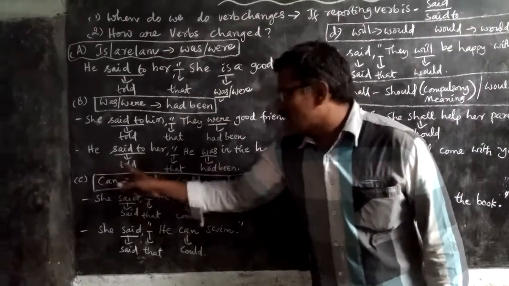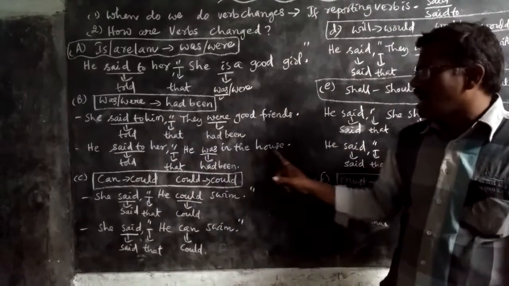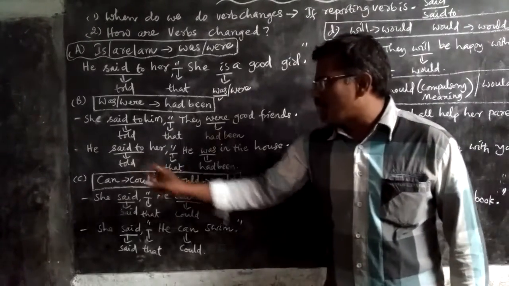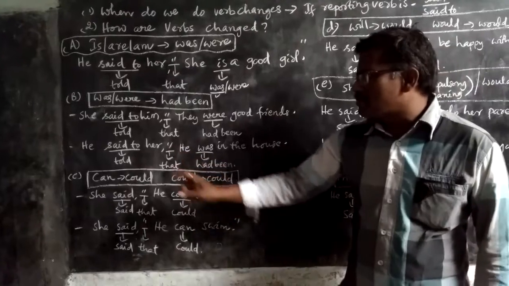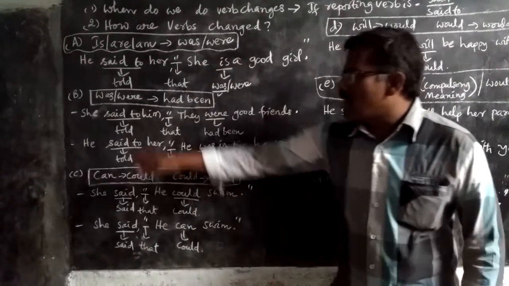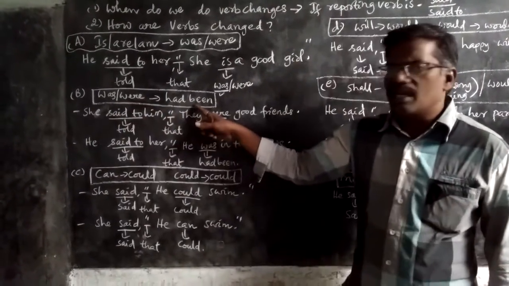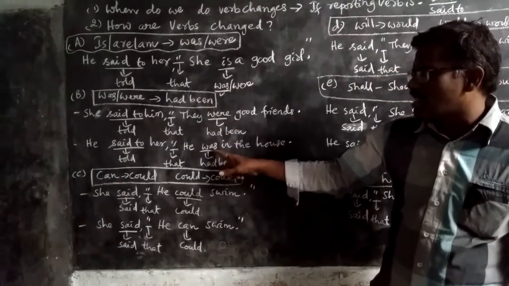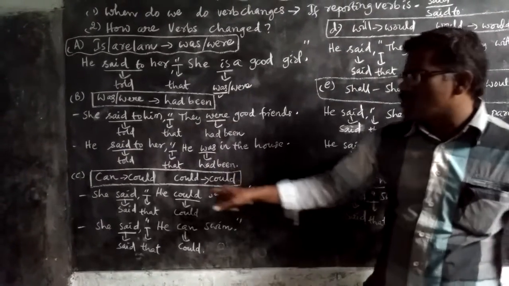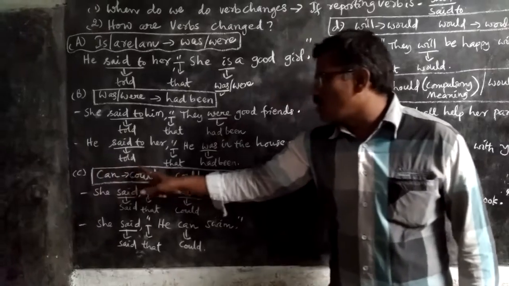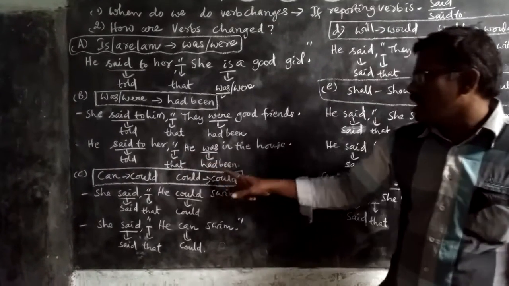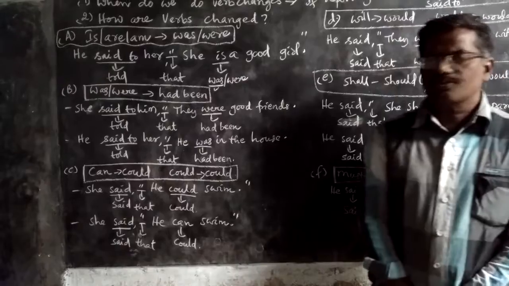And next one, he said to her, he was in the house. Here, said to becomes told, inverted comma becomes that, and whenever we find was or were, it will be had been. So here was is there, so we have written had been. So we get the answer. He told her that he had been in the house.